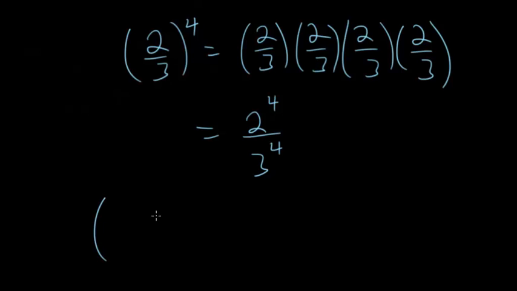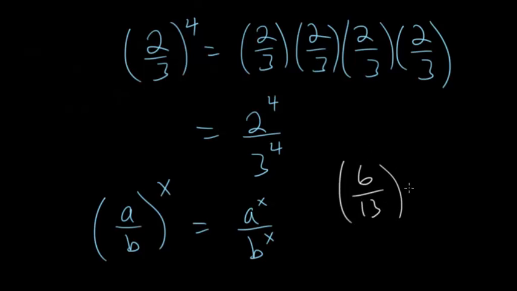And in general, if you have some fraction, a over b, raised to some power, x in this case, that power distributes to both the numerator and the denominator. So in this case, it would be a to the x divided by b to the x. We can look at a very specific example, like if we had 6 over 13 raised to the 12th power, then we're just multiplying 6 by itself in the numerator 12 times. So we have 6 to the 12th in the numerator. And in the denominator, we have 13 multiplied by itself 12 times. So this would be 13 to the 12th power.